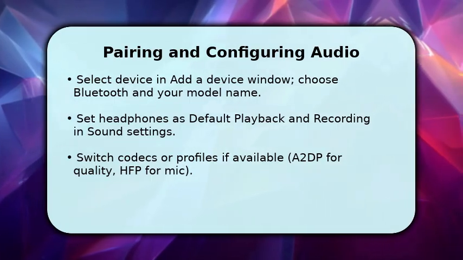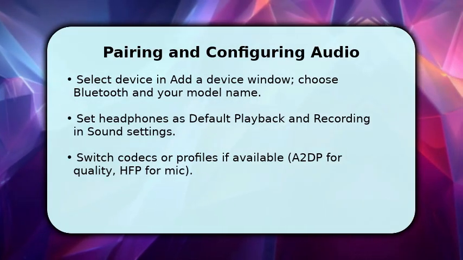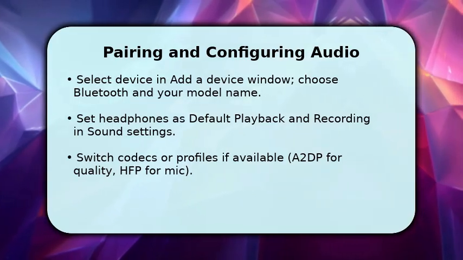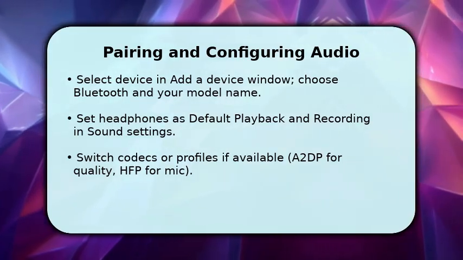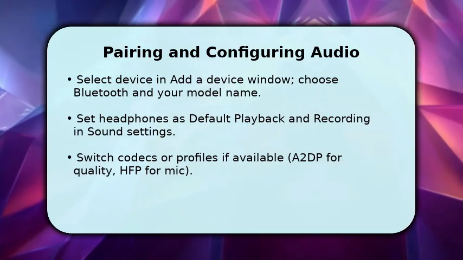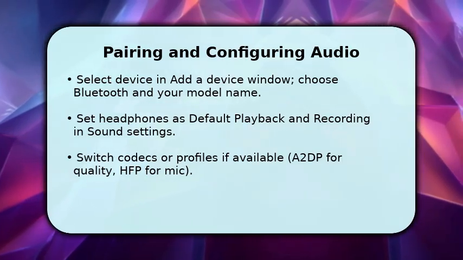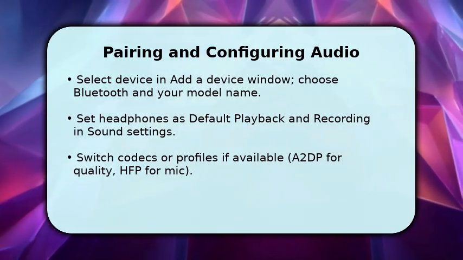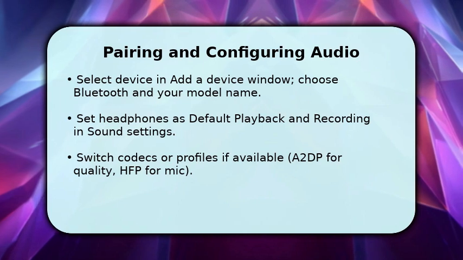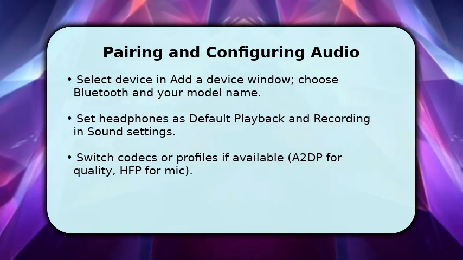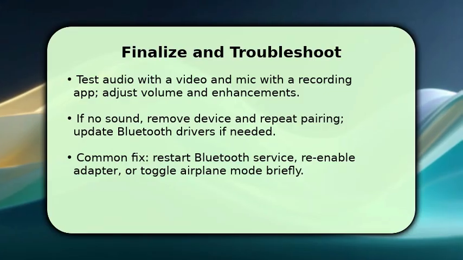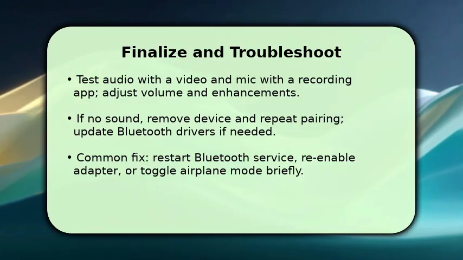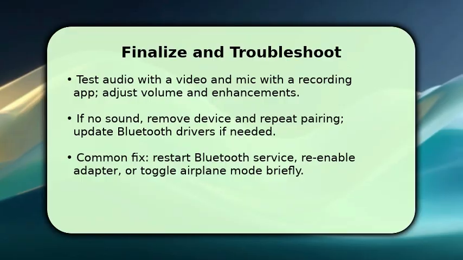If your headset supports profiles, choose A2DP for high-quality audio versus HFP for microphone use. Switching fixes muffled sound. Also, verify the input device in your meeting app. These steps ensure both playback and microphone are routed where you expect. Finish by testing playback and the microphone. Play a video and record a short clip to confirm both directions work.